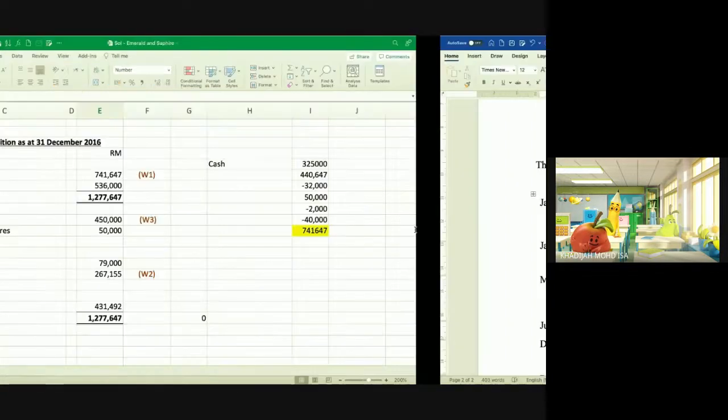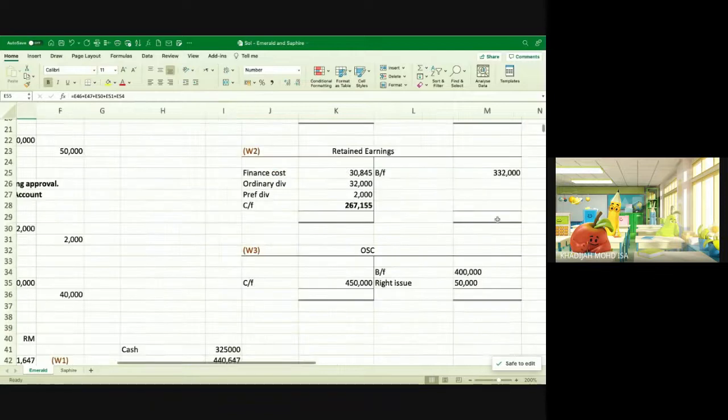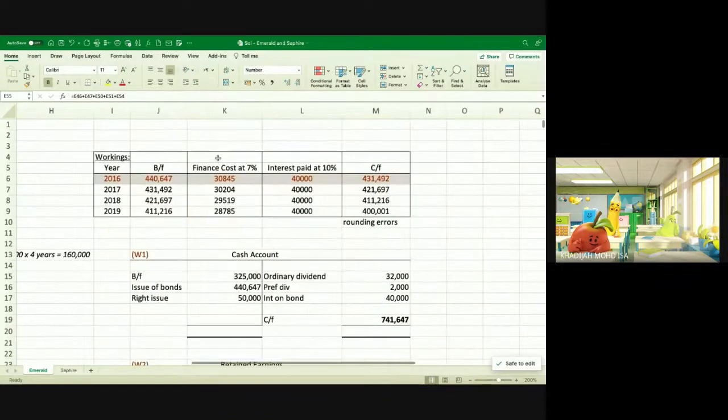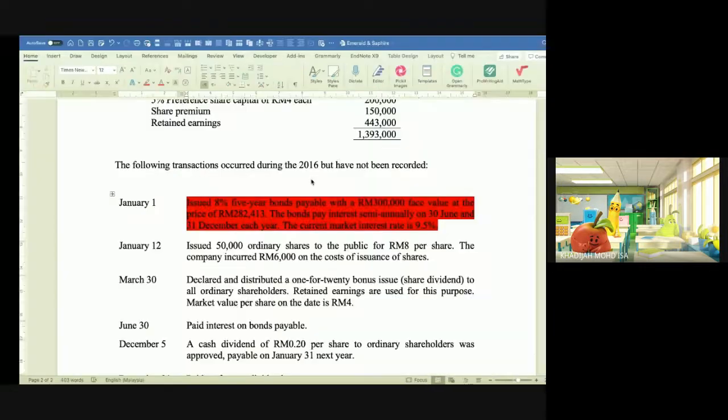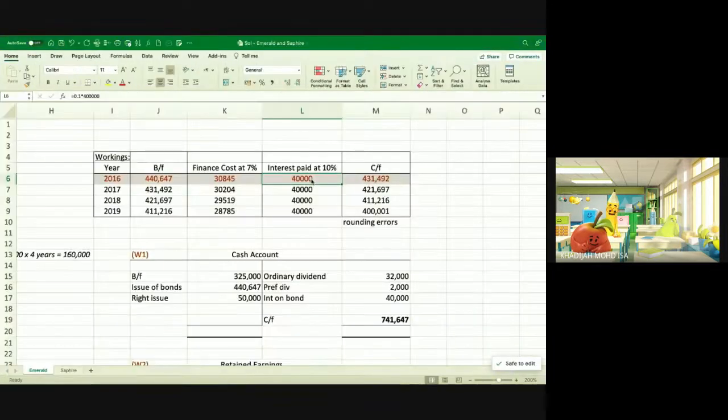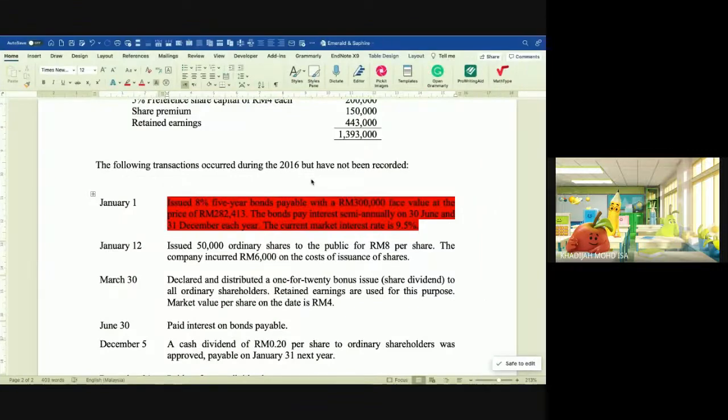I already remember how to do this table. You have the opening balance of your bond, and then you take the interest rate here, the 10%, or in this case your 8%. But I want to understand better why it is like that. If I were to write it down like this, I can do that, especially using Excel. But I want to understand better.